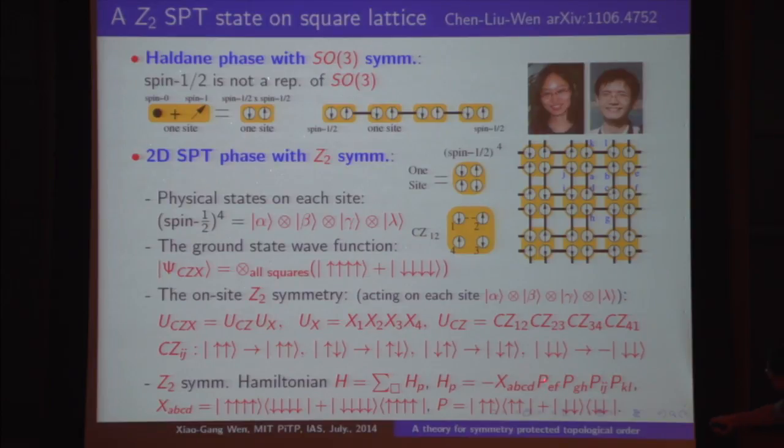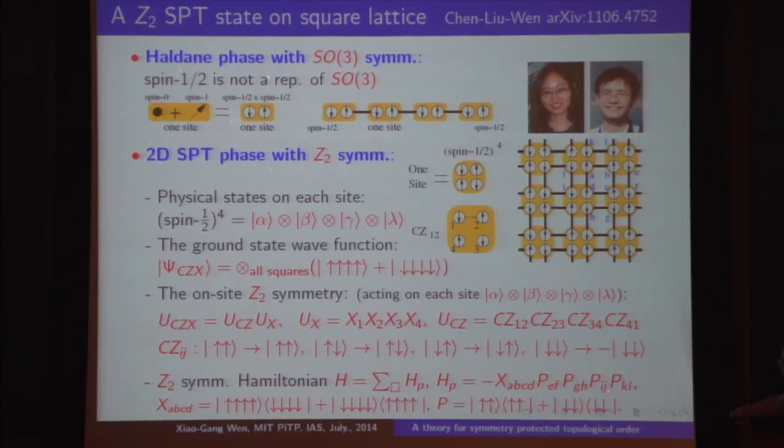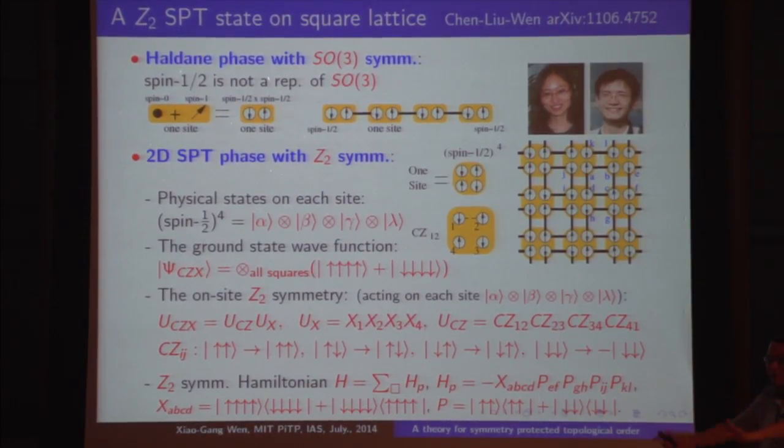But it also contains four projectors. So not only does it prefer this all up plus all down combination on this black square, it also enforces that these two spins always point in the same direction. And these two spins always point in the same direction, so that's a projector. So basically some Hamiltonian of this sort would select uniquely this kind of ground state wave function. So it's a pretty complicated Hamiltonian, but they exist. And this Hamiltonian, I think, is a commuting projector, so it can be solved exactly.